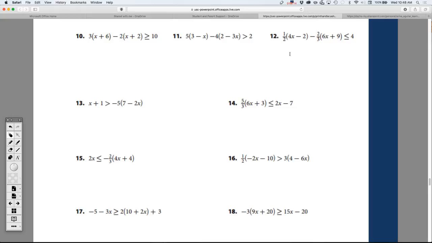So, for 12, we have 1/2 times (4x minus 2) minus 2/3 times (6x plus 9), and that is less than or equal to 4.